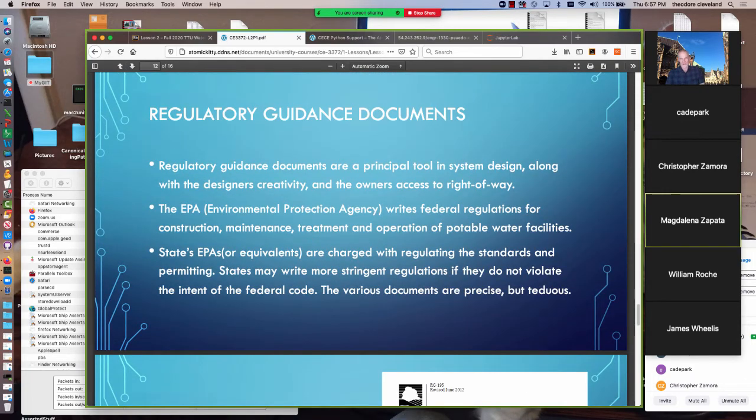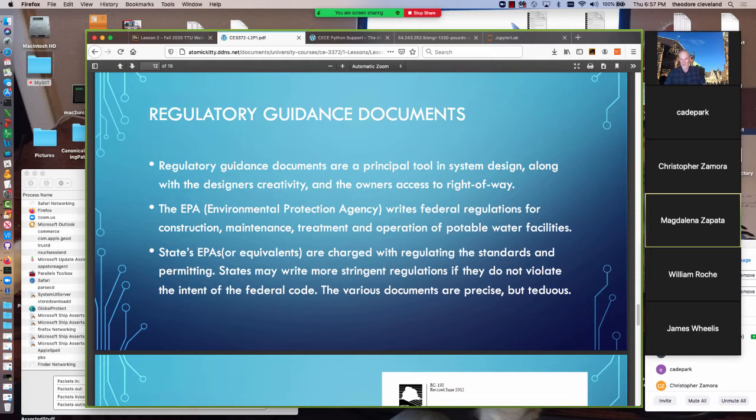So the way we guide our design is using guidance documents. There's regulatory documents as well as design manuals. So we'll talk about the regulatory first. They're a principal tool in system design, along with the designer's individual creativity and the owner's, the person who we're designing the system for, access to right-of-way.